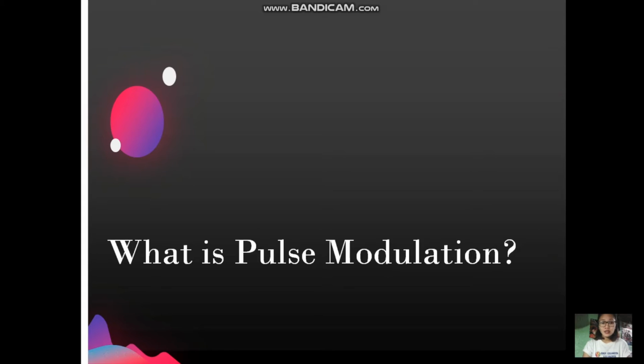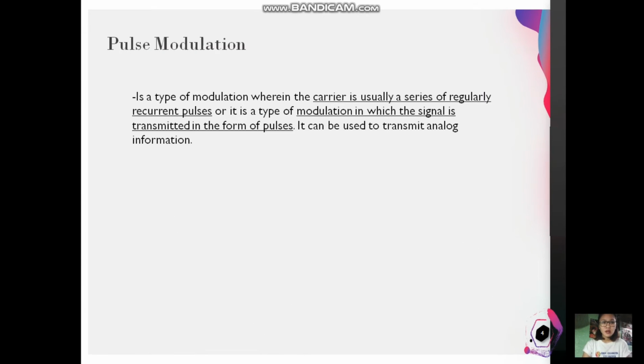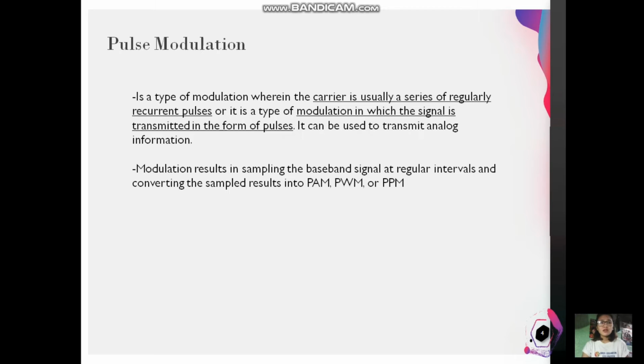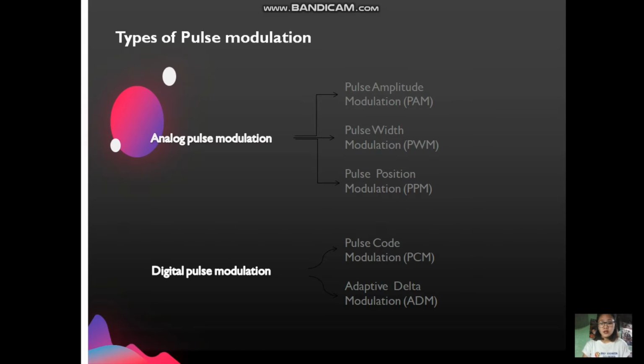Now, what is pulse modulation? Pulse modulation is a type of modulation wherein the carrier is usually a series of regularly recurrent pulses, or it is a type of modulation in which the signal is transmitted in the form of pulses. It can be used to transmit analog information. So modulation results in sampling the baseband signal at regular intervals and converting the sampled results into PAM, PWM, or PPM.